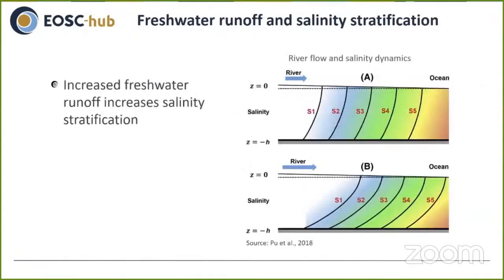The freshwater runoff affects salinity dynamics and, consequently, stratification. The figure shows a scheme of how river flows can affect estuarine salinity stratification. S1 to S5 are salinity contours along the estuary. In general, we can see that the larger the river flow is, the stronger the stratification will be, as shown in the bottom figure.